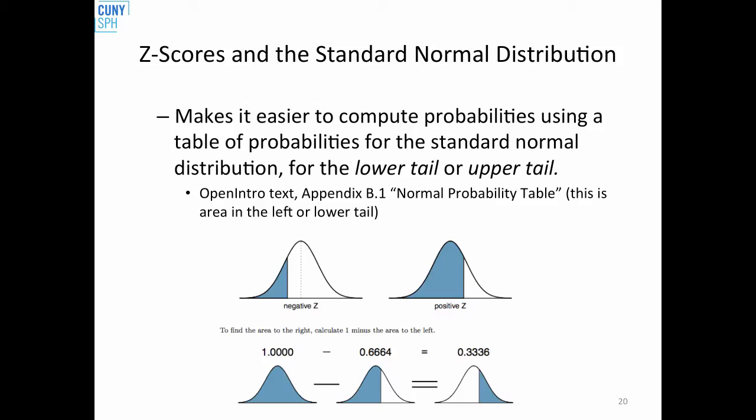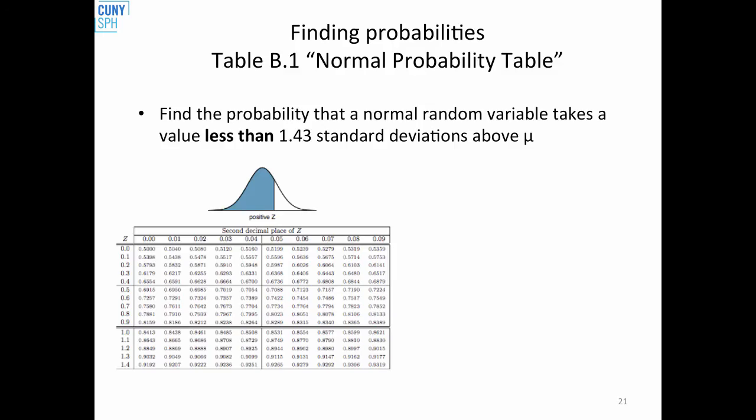Z-scores are useful because they make it easier to compute probabilities from a table. In the back of your textbook, in Appendix 3.1, there's what it calls a normal probability table, which gives you the area in the left tail. If you know that an observation came from a normal distribution, or you're assuming that, you can convert it to a z-score and calculate the probability of observing it by looking that up in this normal probability table.